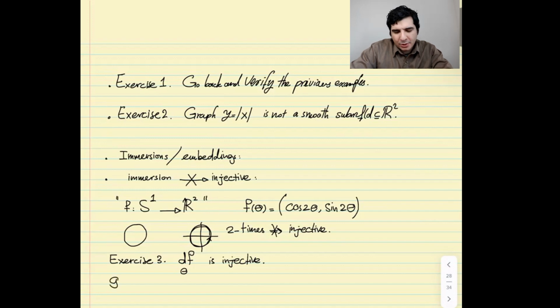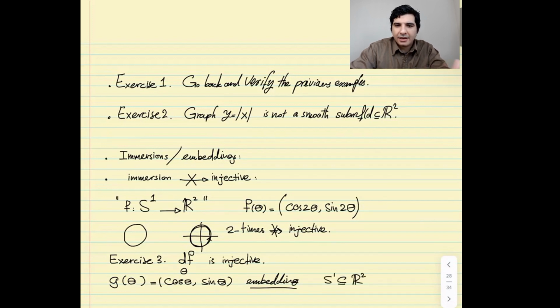Okay, so this does not imply S1 is not a smooth submanifold of R2. Note that it is a smooth submanifold of R2 because we could parameterize the circle using the map G from S1 to R2, which sends every theta to cosine theta and sine theta. This is now an embedding. So S1 is indeed an embedded submanifold of R2. It just happens that the first map we tried, F, does not give us the embedding, but there is another map G which shows S1 can be understood as a smooth submanifold of R2.